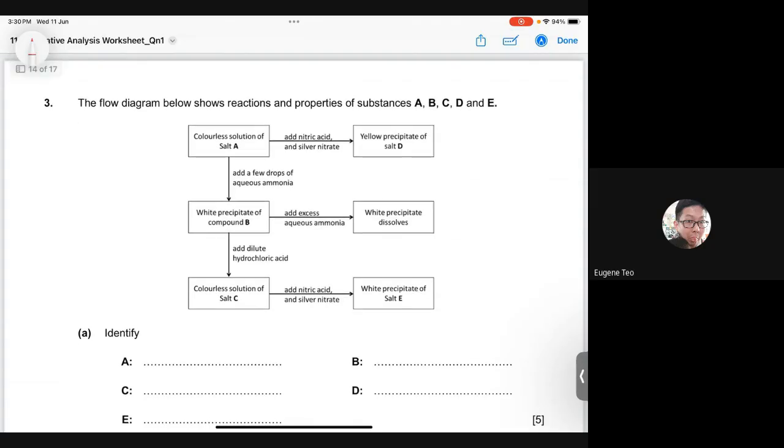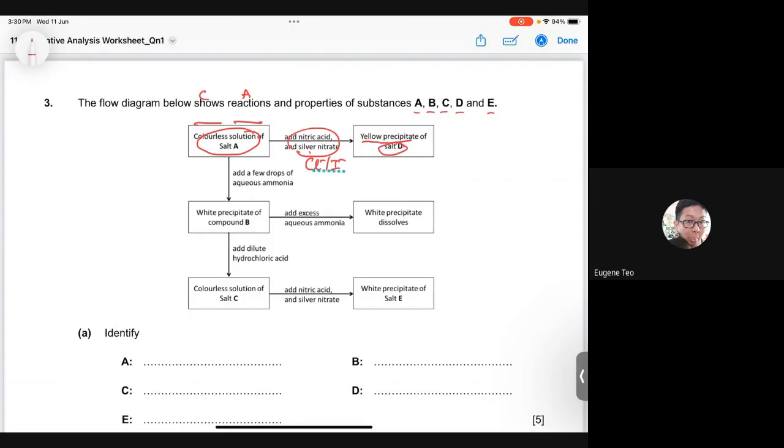Okay, so let's start from the top. They say the flow diagram shows the reactions and properties of substances A, B, C, D, E. Okay, good. First things first, colorless solution of salt A. So salt A, I know is a salt, so it must contain a cation and an anion. First test, add nitric acid and then silver nitrate. So this one tests for chloride, or iodide. What was the result? I got a yellow precipitate, salt D.